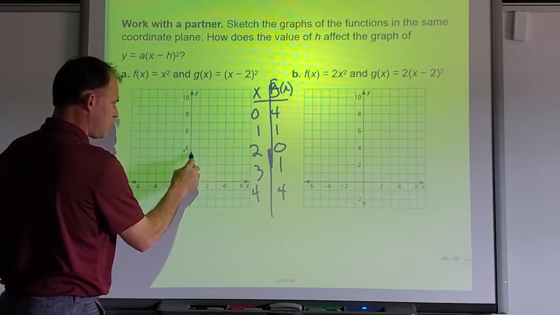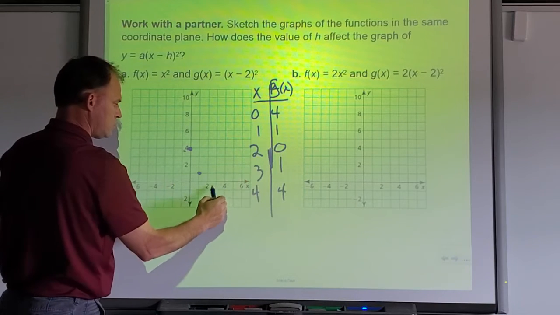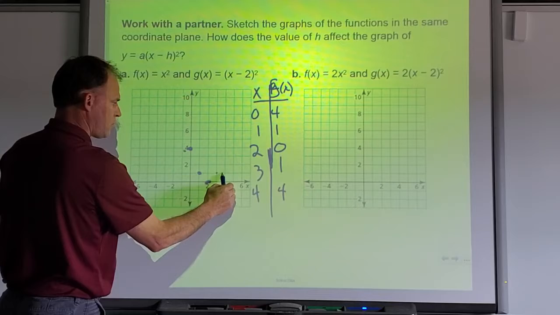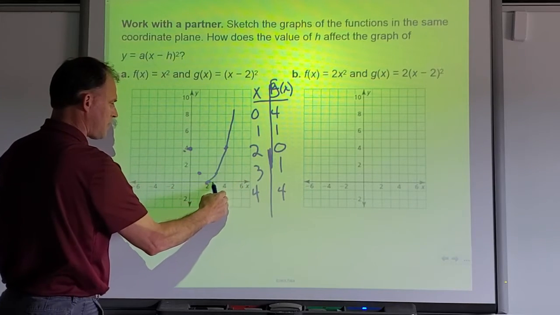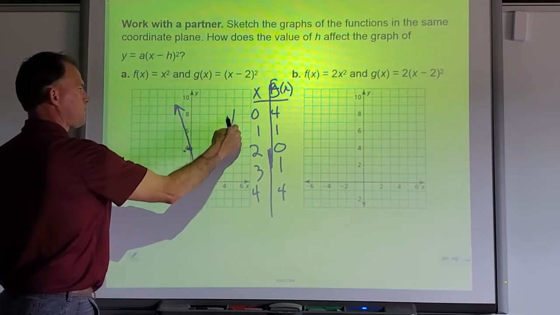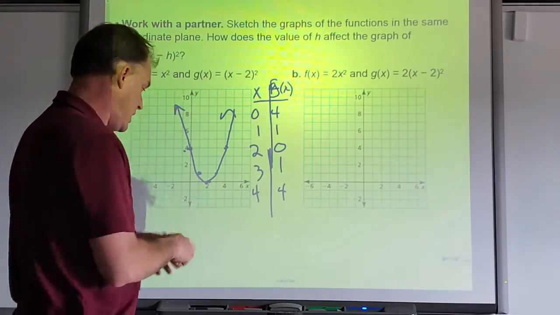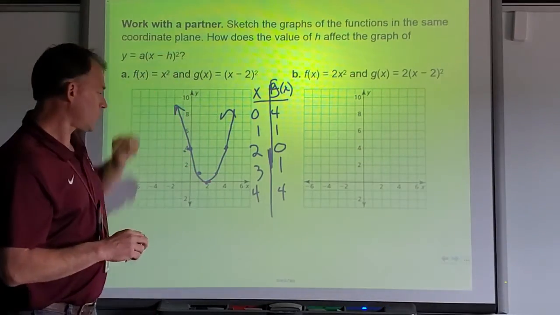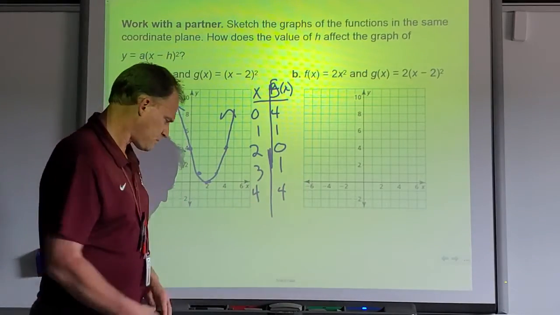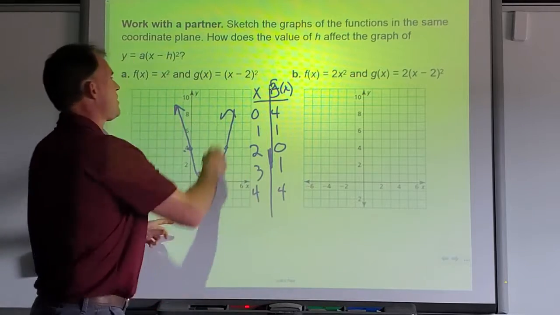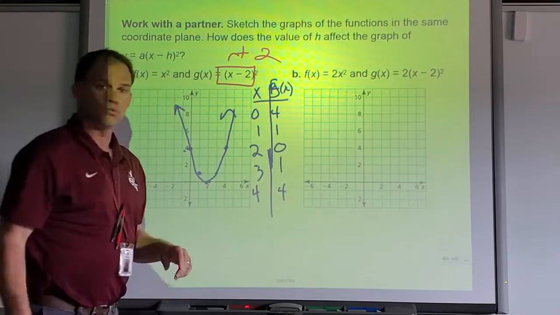So let's plot these points. 0, 4, 1, 1, 2, 0, 3, 1, 4, 0. So I've got my parabola right there. What did that do compared to the original x squared? What happened? Yeah. This right here shifted it right 2.